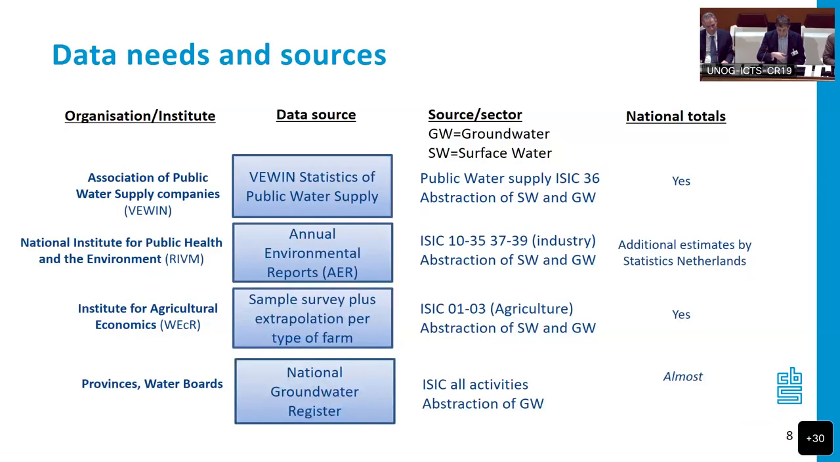So some slides on the data sources that we use. There are four main data sources that we use to compile all the accounts. First of all, the so-called data from our water producers, so the water companies. Then we have the annual environmental report from companies. We have data from agriculture and also the natural groundwater register. And you can see in the slide for what sectors they provide the data. Let me provide a little bit more detail for two of these data sources.